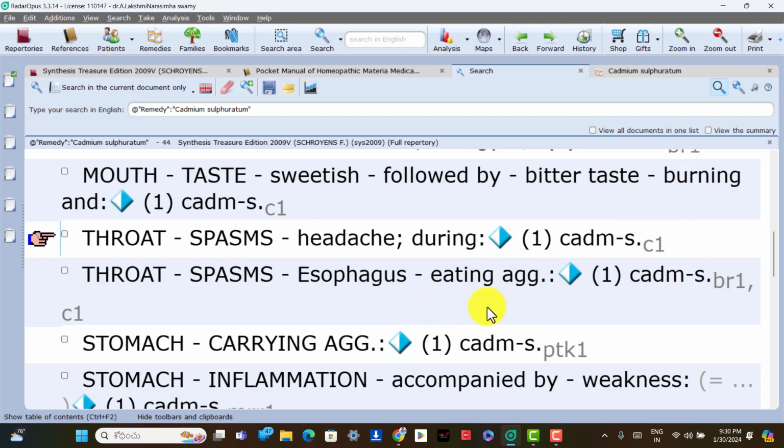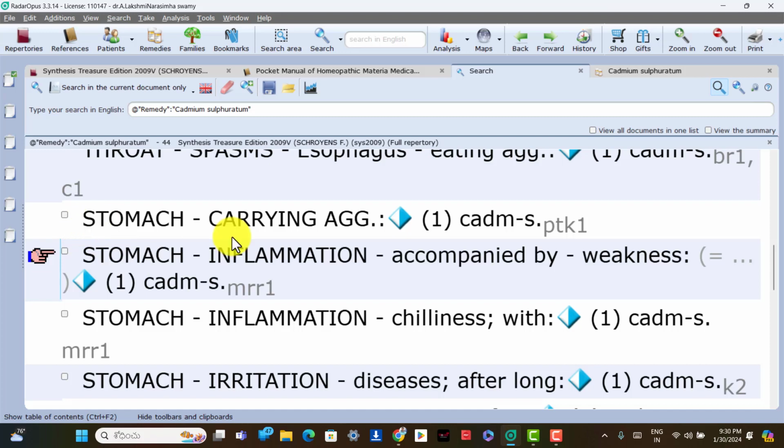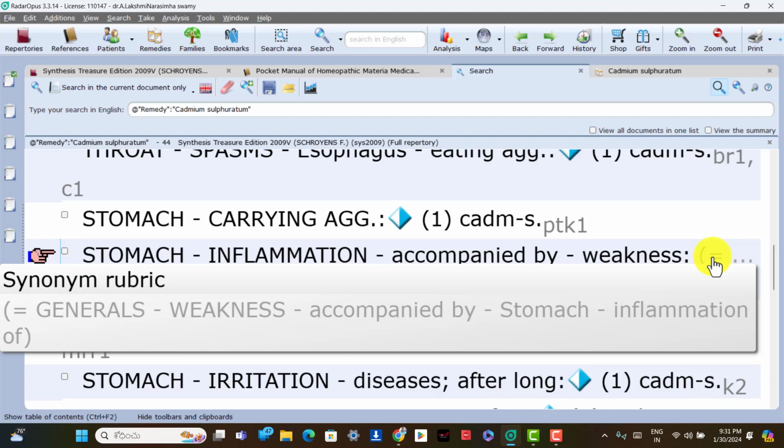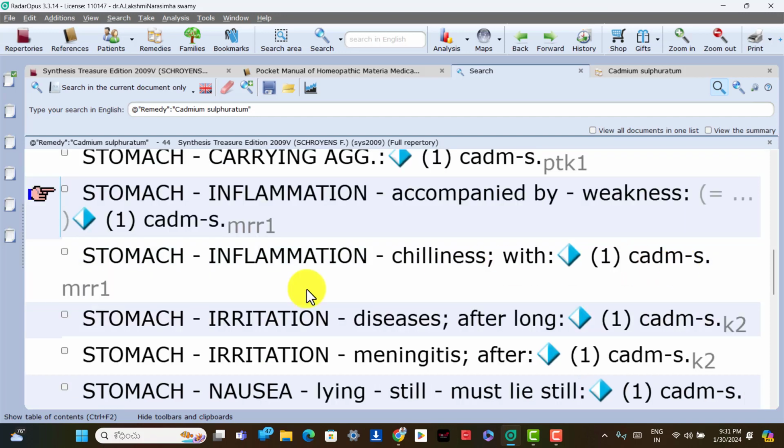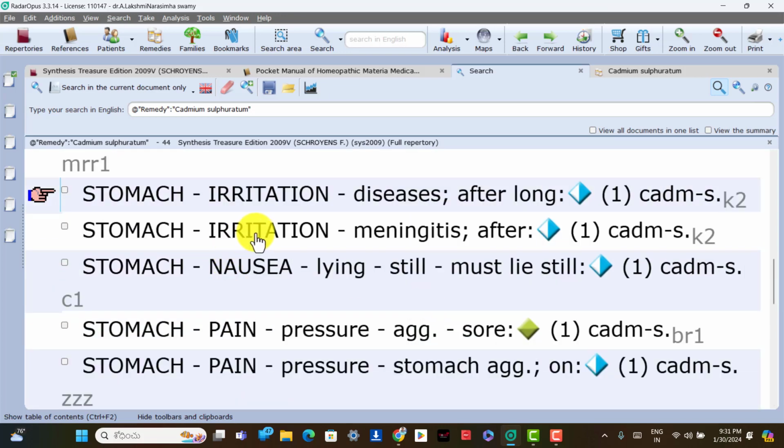Stomach symptoms of Cadmium sulph, single rubrics. Stomach carrying aggravation, think Cadmium sulph. Stomach inflammation accompanied by weakness is present, think Cadmium sulph. Stomach inflammation with chilliness is present, think Cadmium sulph. Stomach irritation after long diseases, think Cadmium sulph. Stomach irritation after meningitis, think Cadmium sulph. Stomach nausea lying, must lie still is present, nausea is present, think Cadmium sulph.